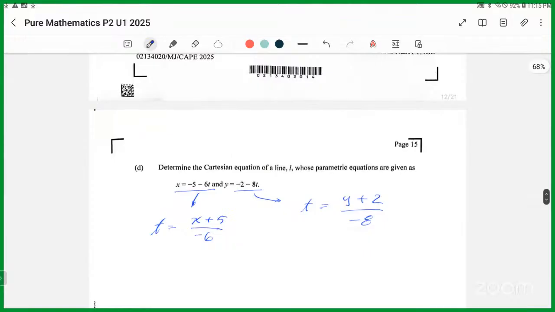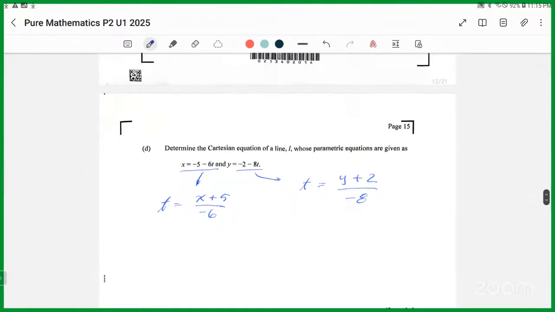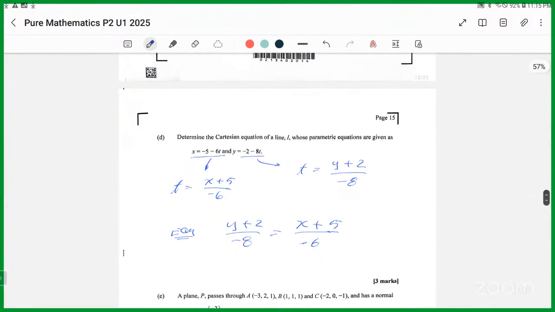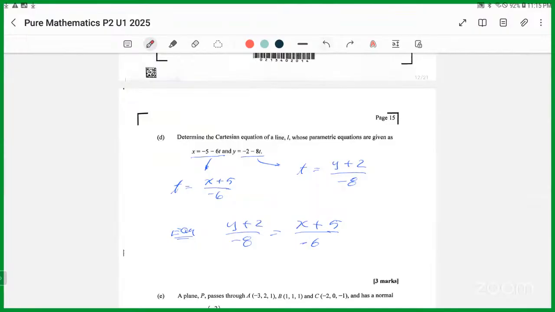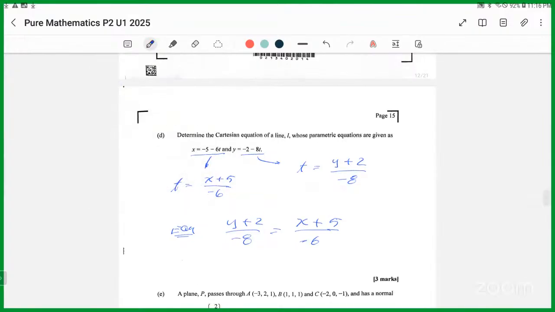And all I have to do is equate them, and I have the Cartesian equation. This equals that, or that equals this, whichever way. y plus 2 over negative 8 equals x plus 5 over negative 6. These two negatives can be dropped, since they cancel each other. Multiply by negative 1. You can also divide both sides by negative 2.